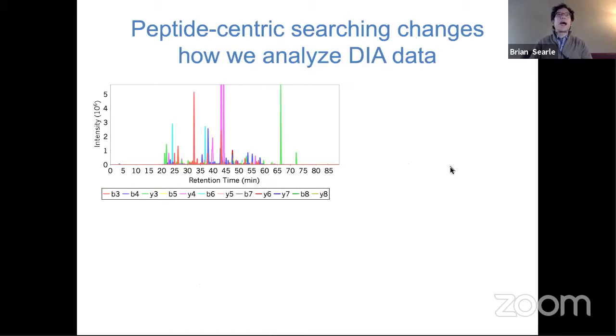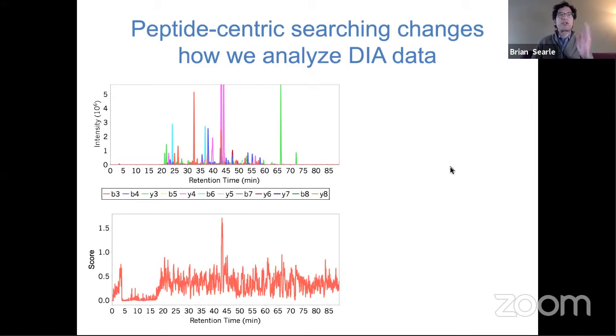Okay, so how do we interpret this data? I showed these plots earlier where you extract out all of the fragment ions across all of retention time. And the way we actually end up doing that is by, at each different time point, scoring how well our library spectrum matches to the acquired intensities at the fragment ion level.